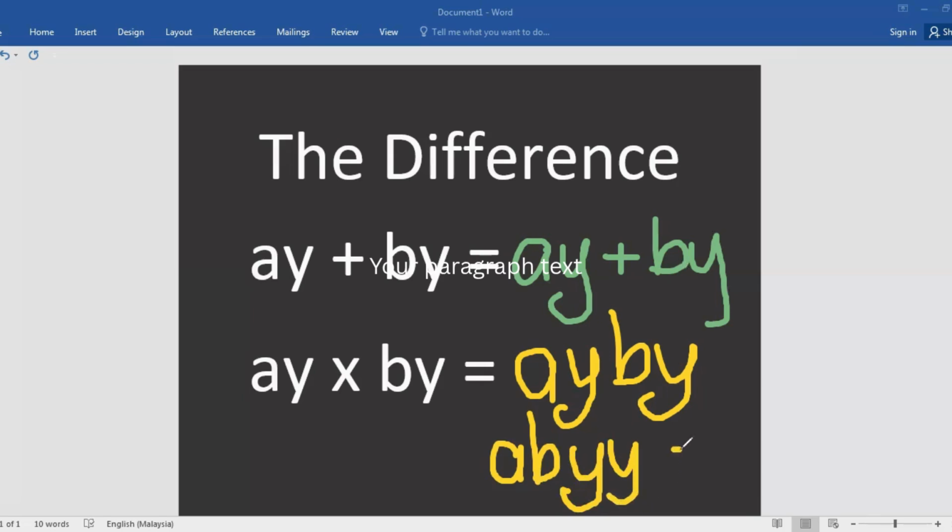And the most popular one will be this, which is ab. Cannot see the y with the green, so change it to a color you can contrast well. So blue: ab y squared, because there are two y. y times y is y squared. So a b y y, a b y squared. That is the answer.